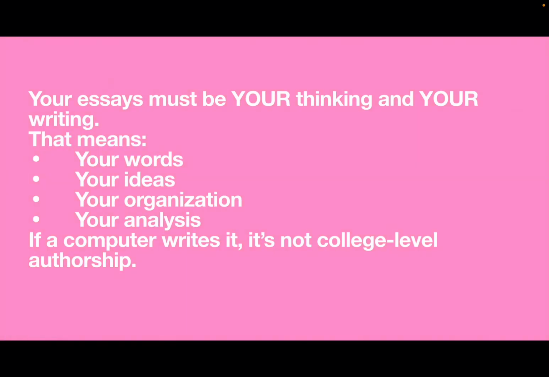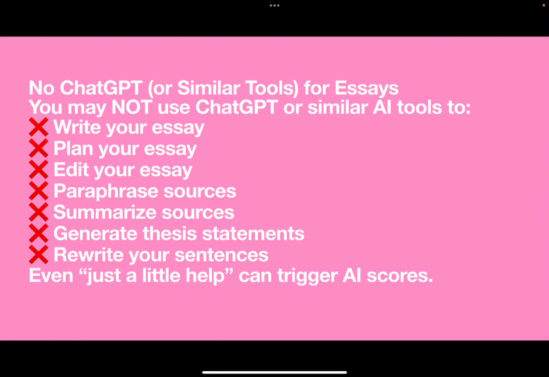So, your essays are purportedly your own words, your own ideas, your own organization. So, if an AI of some form is helping you to do any of those things, you likely have an AI generation score, even if it's just some of the words and the ideas and not all of it. So, let's look at some things to avoid that AI generation score.